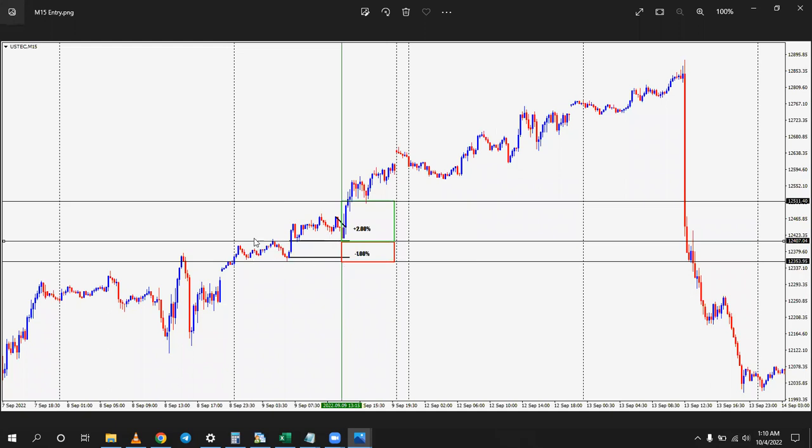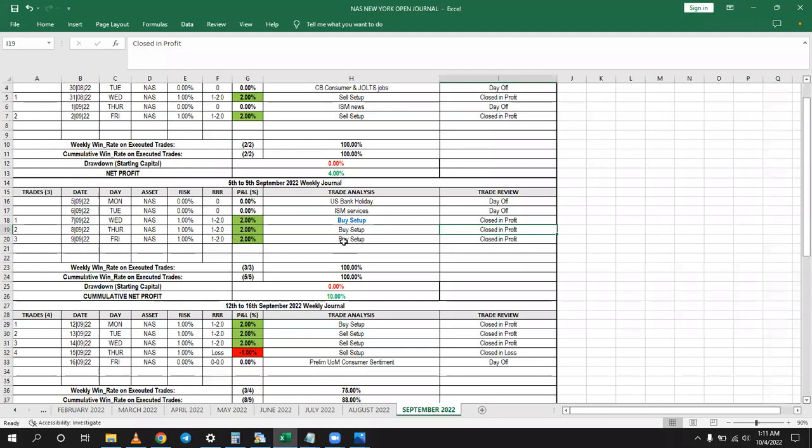Notice we had the breaker, price approached the decision point area, and then price just flew up at the New York Open, right? It was a nice setup. And as you can see on the Friday, we closed in profit. Buy setup, closed in profit. So week 2: 3 trades and 3 wins, a 100% week. And the cumulative profit was 10% for the 2 weeks combined, right?